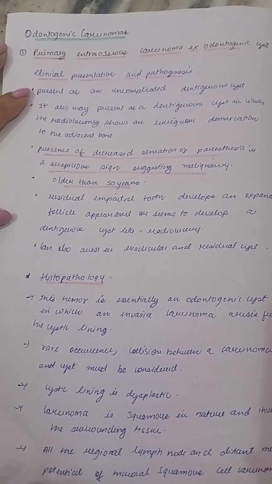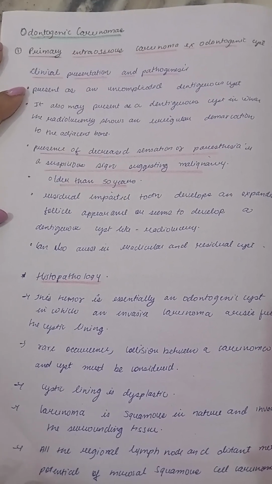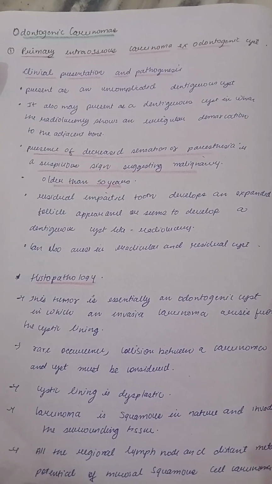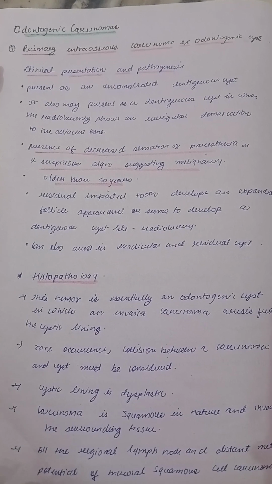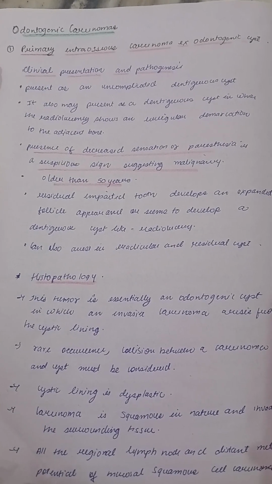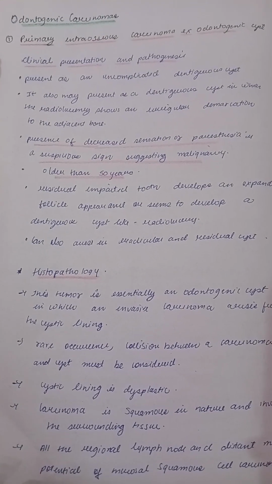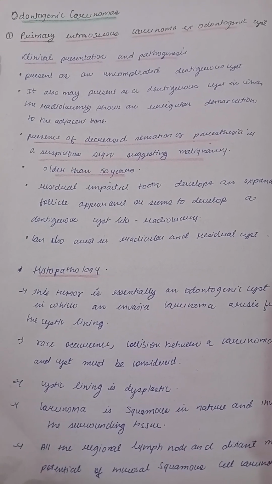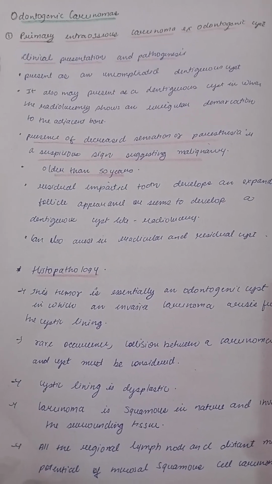Clinical presentation and pathogenesis: it presents as an uncomplicated dentigerous cyst. It also may present as a dentigerous cyst in which the radiolucency shows an irregular demarcation to the adjacent bone. Presence of decreased sensation or paresthesia is a suspicious sign suggesting malignancy.